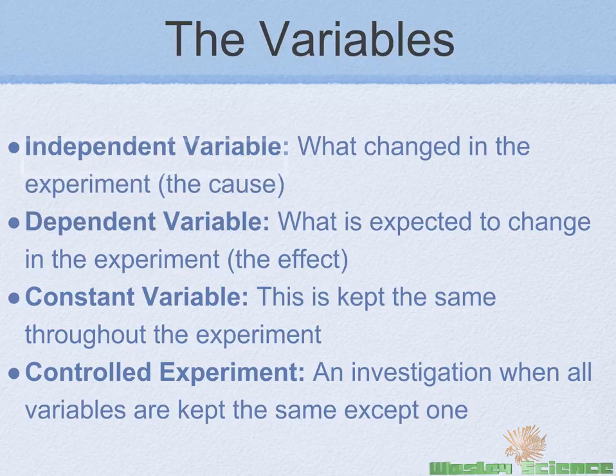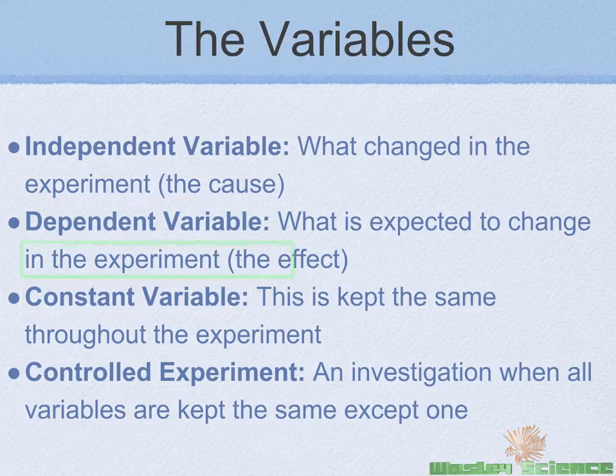And then there is the constant variable. You will, of course, have more than one constant variable. Hopefully you have multiple constant variables. This is the part of the experiment that you keep the same throughout the time of collecting data. And it's really important that you have multiple constant variables. The more constant variables that you have, the better your experiment is.